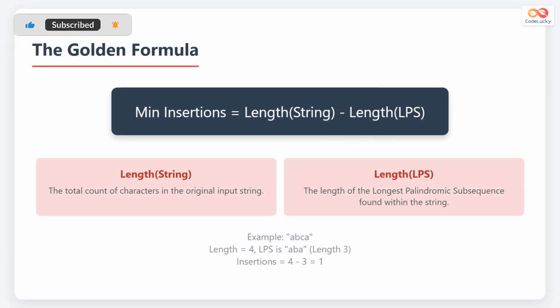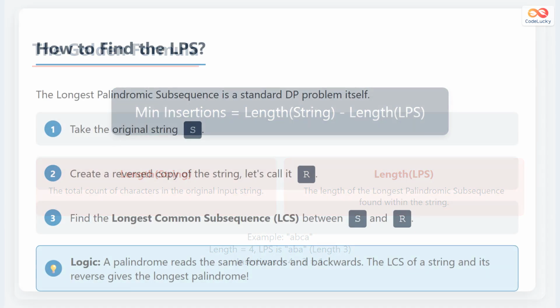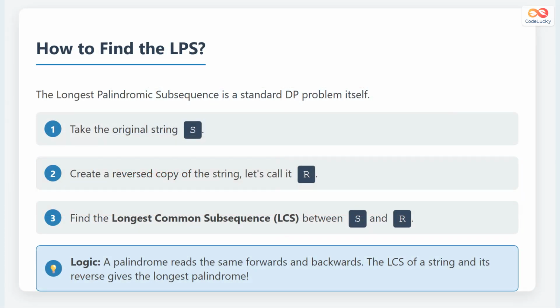This leads us to a simple but powerful formula. The minimum insertions required is equal to the total length of the string minus the length of its longest palindromic subsequence, or LPS. Essentially, the characters that are not part of the LPS are the ones that need matching pairs. So the problem reduces to finding the longest palindromic subsequence.